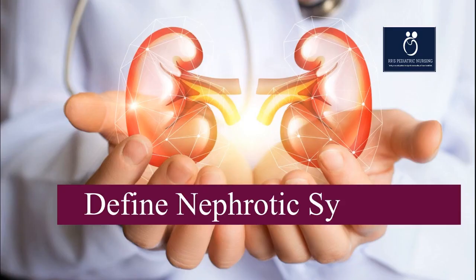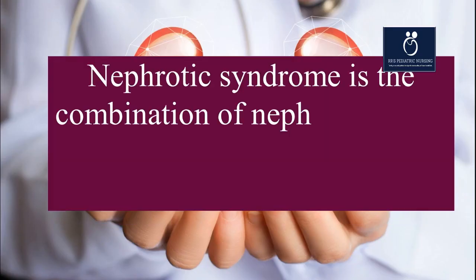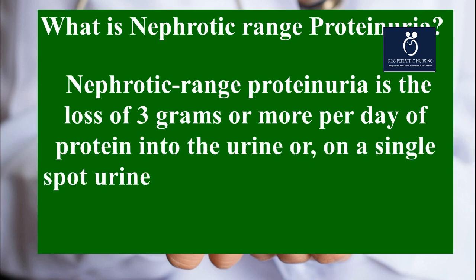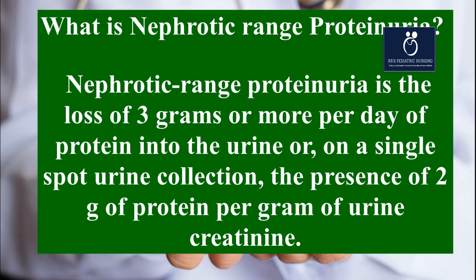Define nephrotic syndrome. Nephrotic syndrome is the combination of nephrotic range proteinuria with a low serum albumin level and edema. What is nephrotic range proteinuria? Nephrotic range proteinuria is the loss of 3 grams or more per day of protein into the urine or, on a single spot urine collection, the presence of 2 grams of protein per gram of urine.